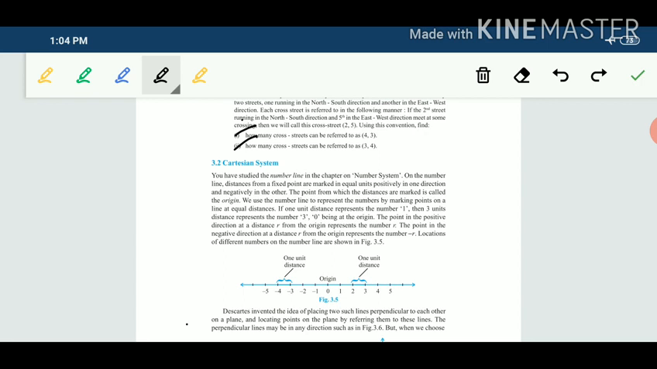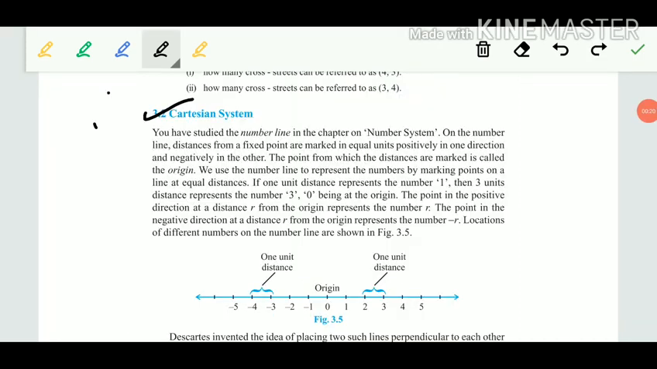Today we are going to understand our next topic, Cartesian system. We already studied the number line in our previous classes and in the chapter Number System. On the number line, from a fixed point, the origin, distances are marked in equal units. Positive numbers are marked on the right side, and negative numbers in the other direction, on the left side.